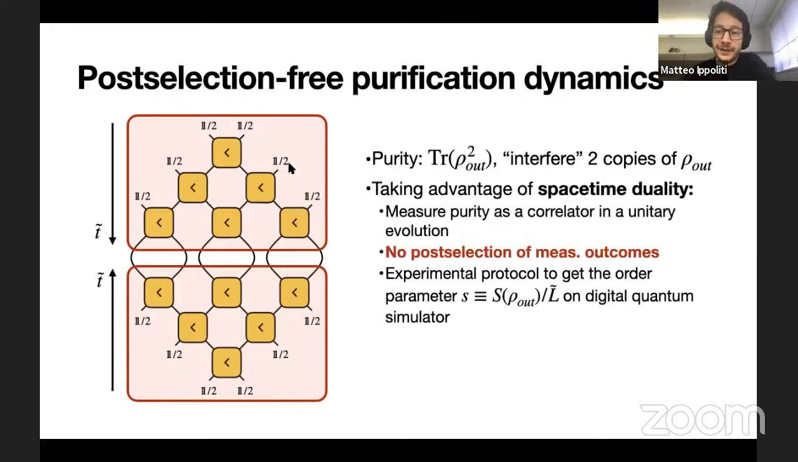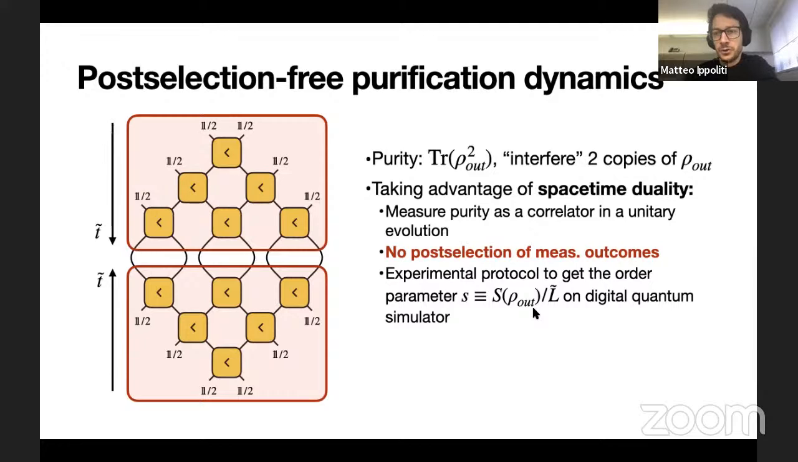And then by taking advantage of space-time duality, we show that you can measure this quantity, this entropic function, as a correlator in a unitary evolution without any post-selection on measurement outcomes. And we detail an experimental protocol that gets this entropy density on basically a present-day digital quantum simulator, so with conventional technical capabilities.